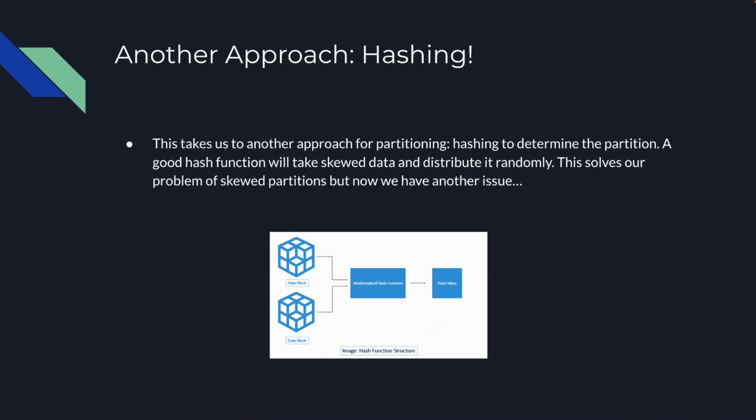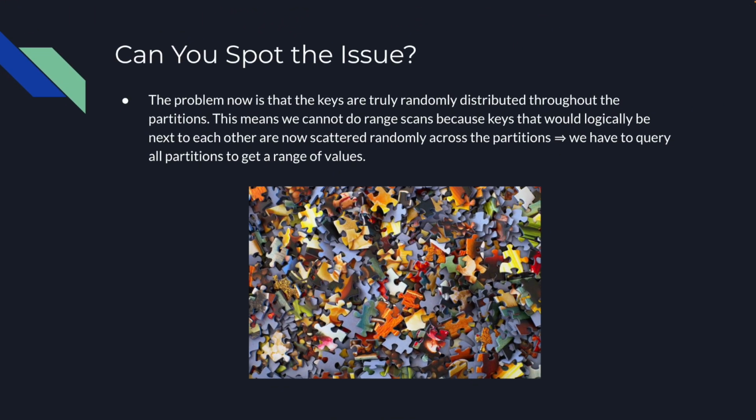So another approach we could take is hashing. This is where we take a good hash function, and this will take skewed data and distribute it randomly. This is going to solve our problem of skewed partitions, but we now have another issue. Can you spot it? The problem now is that the keys are truly randomly distributed throughout the partitions.